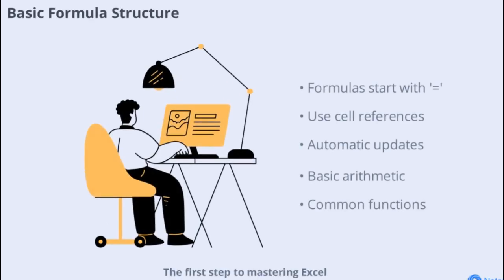First step to mastering Excel formulas is understanding their basic structure. Every formula in Excel starts with an equals sign, followed by the calculation you want to perform. For example, typing =A1+B1 in a cell will add the values in cells A1 and B1. This simple structure is the foundation for all formulas, whether you're adding numbers, multiplying, or using more advanced functions.